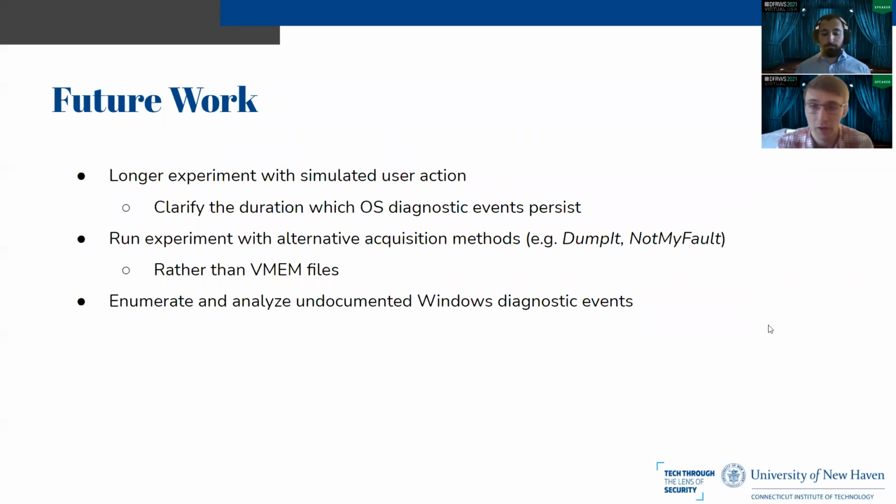For future work, what we could do to improve our experiment would be to conduct a longer experiment and simulate user action. We just ran it on a system that was dormant. Not much was happening on the system. We could have been opening Firefox and going on Facebook and stuff like that to move memory around, make the operating system deal with that kind of activity, and see how that changes the memory and the amount of time that these objects were present. We could also attempt alternative acquisition methods rather than just copying the VMEM file for a virtual machine, which is what we went with.